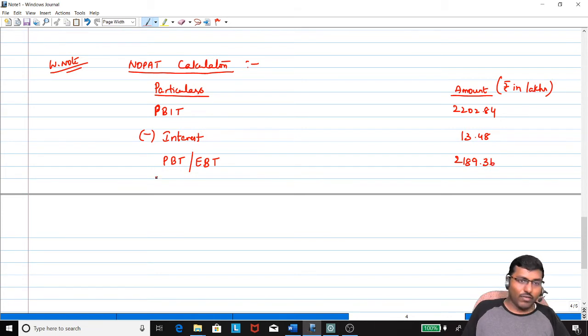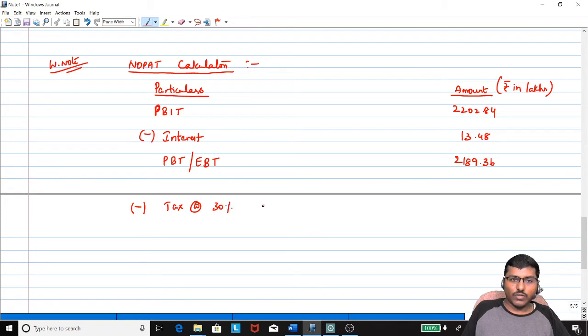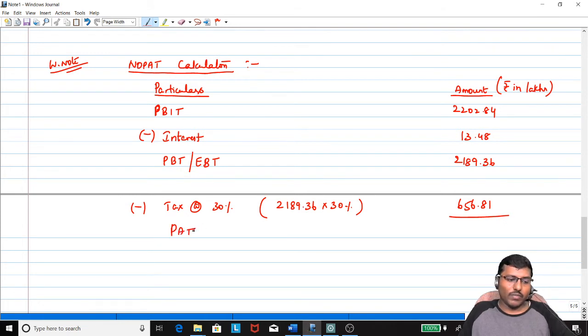2189.36. From this I need to reduce tax at 30%, so that will be 2189.36 into 30%. So it comes around 656.81. So I'll be getting profit after tax, which will be 2189.36 minus 656.81. So 1532.55.